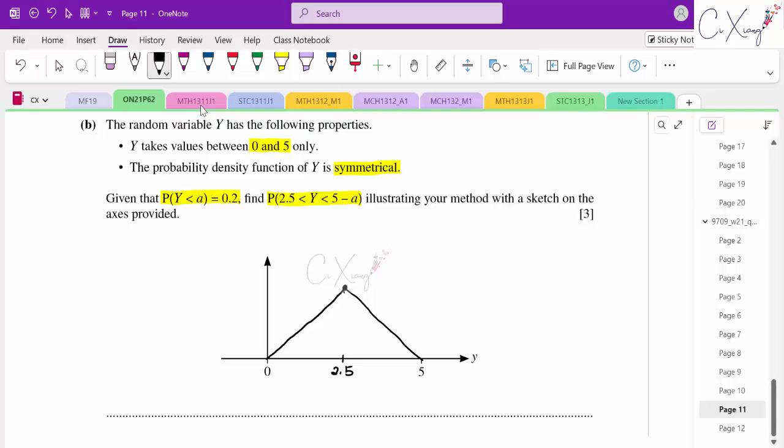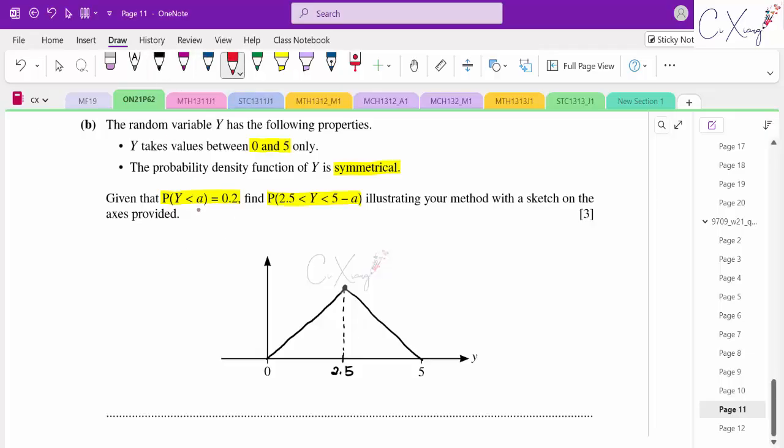So you have to take note that 2.5 is the midline, the symmetrical line for the whole graph. And you need to know also that for any probability density function, the area under the graph is 1. So if I want to find the area for the first triangle below 2.5, this first triangle area will be 0.5, then this one should also be 0.5 because they are symmetrical. Then let's have a look at the question here.